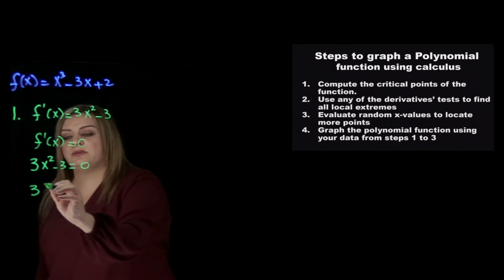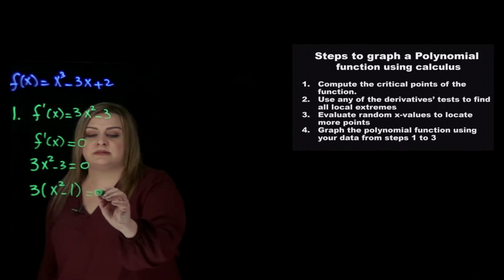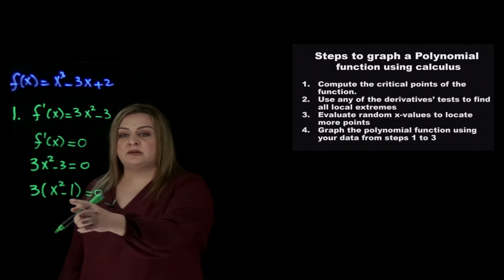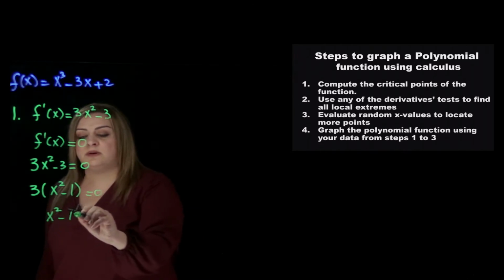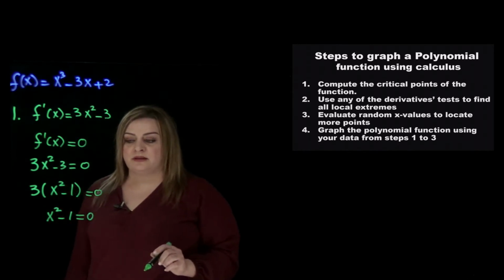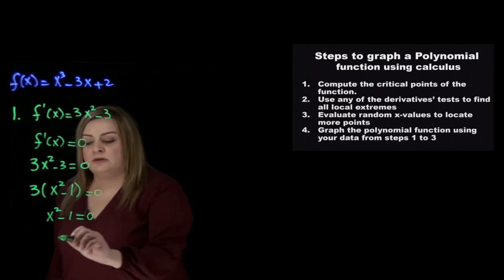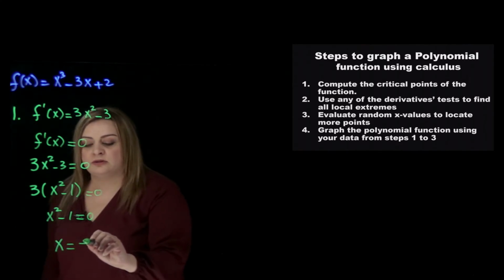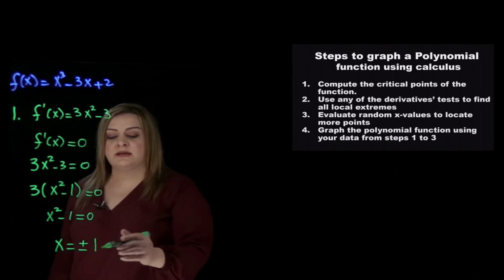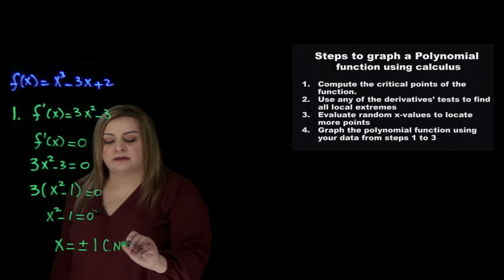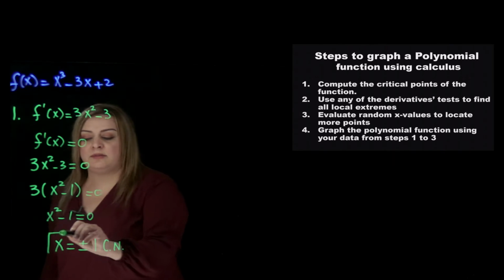I will factor out a 3 and end up with x squared minus 1 equals 0. Now this equation is true only if x squared minus 1 is equal to 0. Adding 1 to both sides, applying the square roots to both sides, we will have x is equal to plus and minus 1. Now we found our critical numbers. I will label my values with critical number and box these values so I can refer to them later.